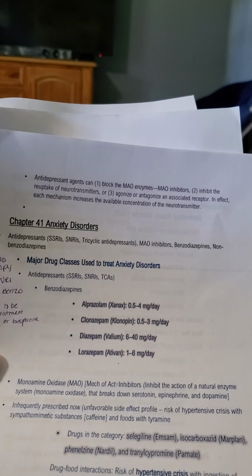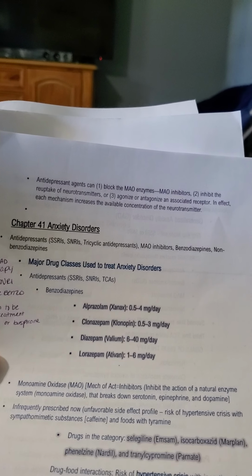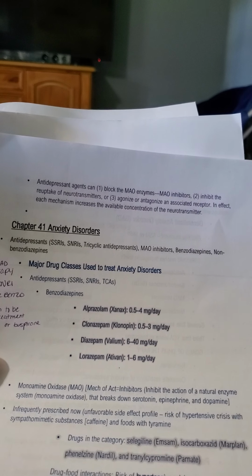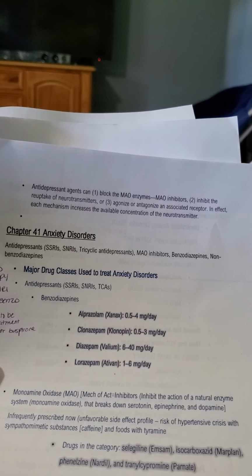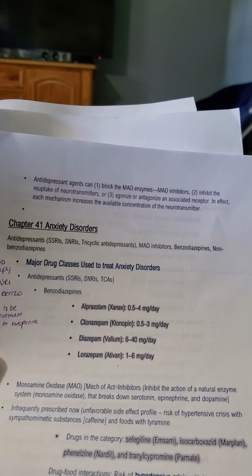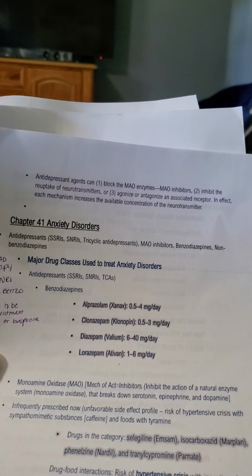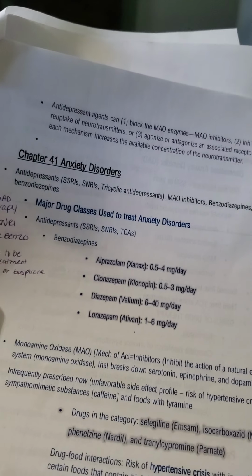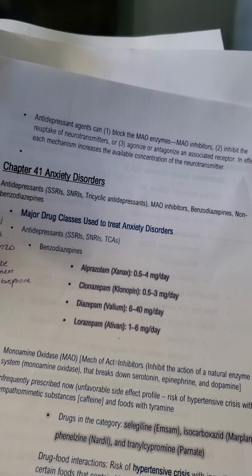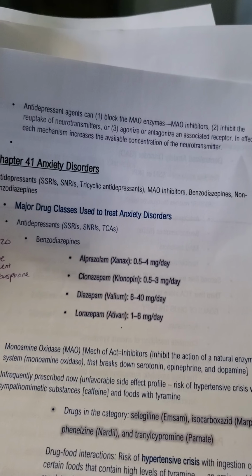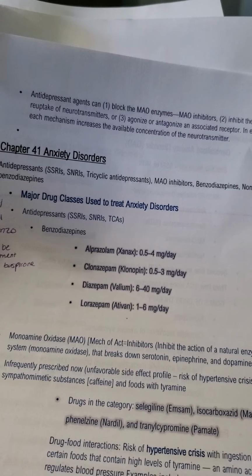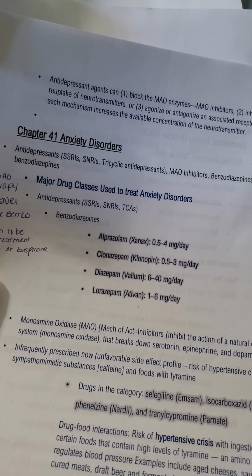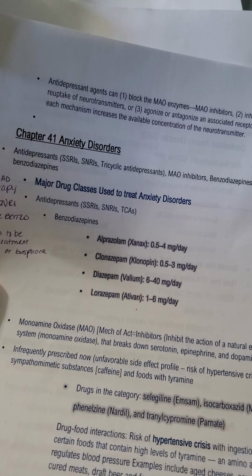Major drug classes used to treat anxiety disorders: the SSRIs and SNRIs, and the TCAs. The new medication discussed within this section is the benzodiazepines: alprazolam, Xanax; clonazepam, Klonopin; diazepam, Valium; lorazepam, Ativan.